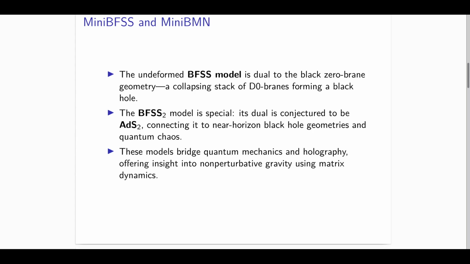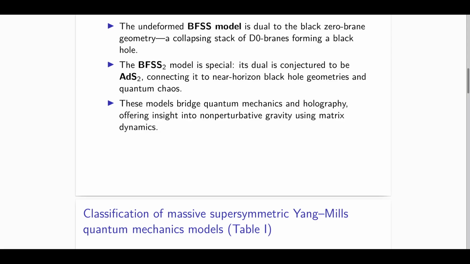But the most intriguing case is the BFSS model in one dimension, known as BFSS2. This model is special because its dual gravity description appears to be governed not by a black brane or bubbling geometry, but by an AdS2 spacetime. This hints at a deep connection between the matrix dynamics in low dimensions and the rich physics of near-horizon geometries of extremal black holes, where AdS2 plays a central role in holography, quantum gravity, and even models of quantum chaos.